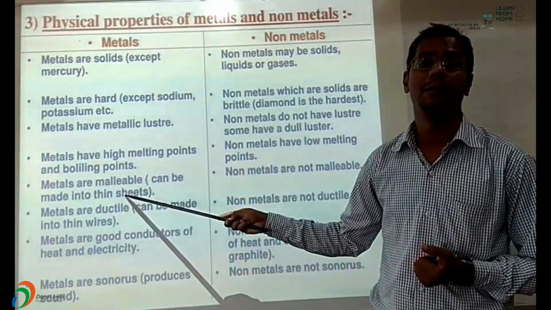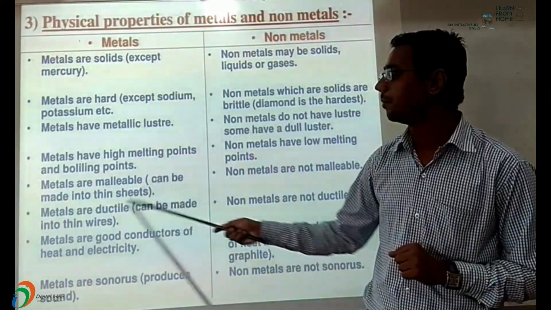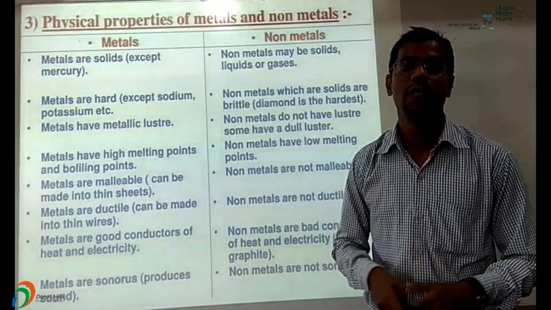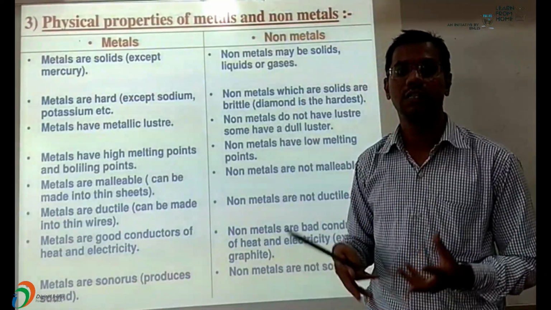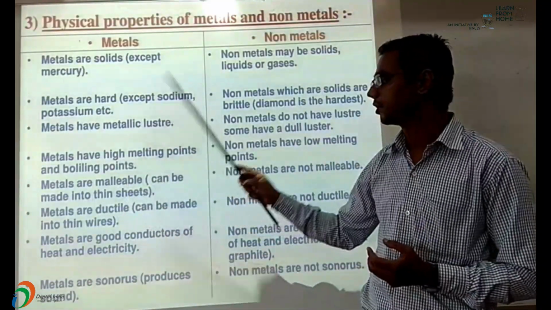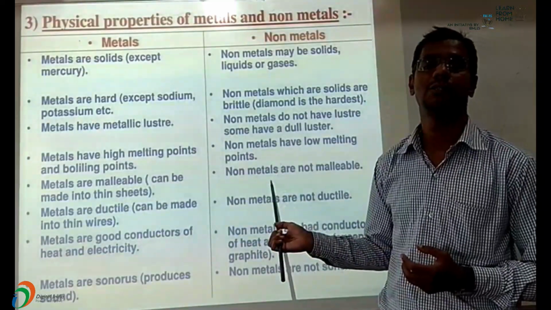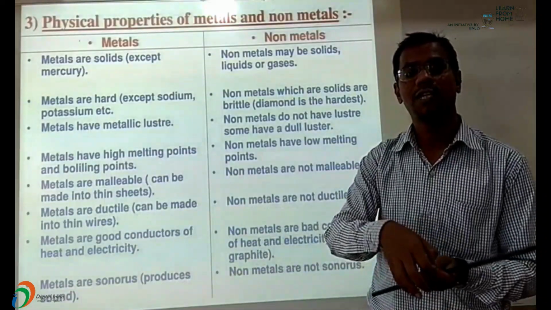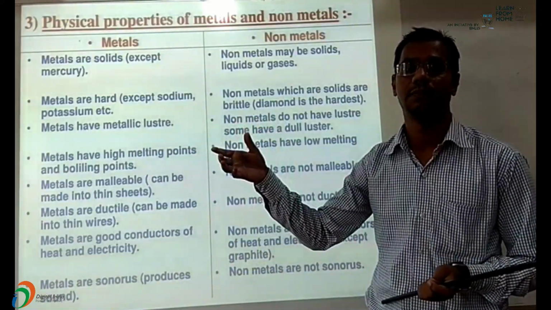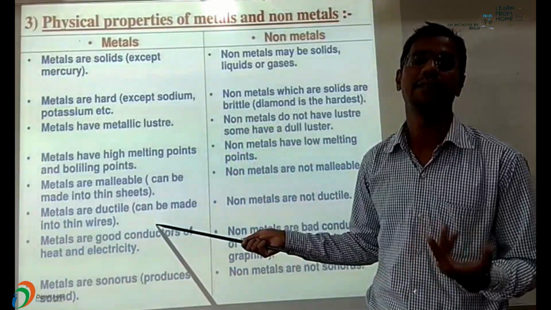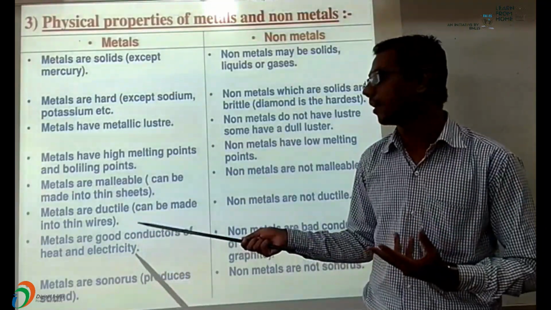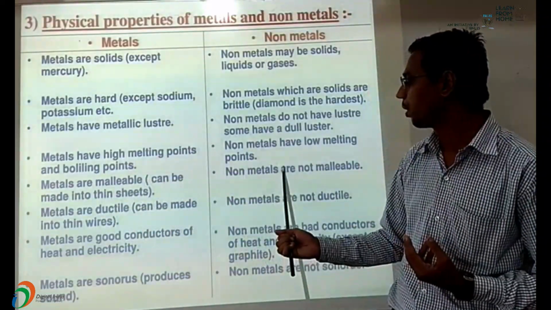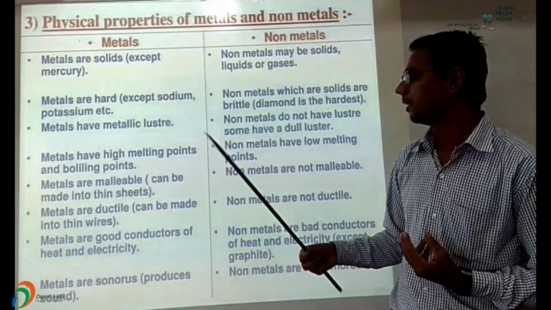Metals are malleable. What is meant by malleable? Malleable, it means they can be made into thin sheets. When we hammer on such a metal, we can easily convert it to sheets. This property is called malleability, but such a malleability property is not shown by non-metals. Then ductility. What is meant by ductility? From such a metal we can easily withdraw wire, metallic wire, copper wire, zinc wire, okay, any kind of wire we can easily withdraw from the metal. So they show the ductility, they show the malleability; non-metals do not show malleability, they do not show ductility.